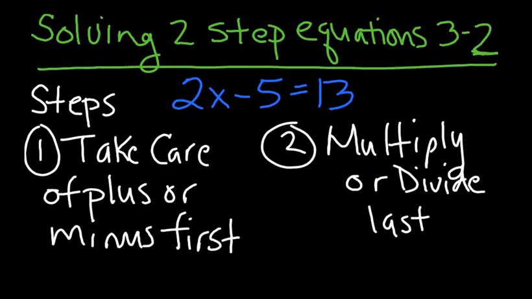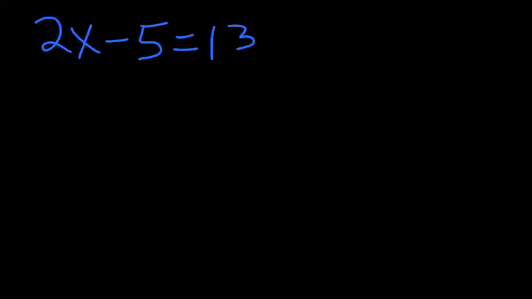3-2, solving two-step equations. There's a couple of steps to do it. The first step is to take care of the plus or minus. So when you have an equation like this, you don't do anything over here yet. First step is to take care of the plus or minus thing. Then, after that's done, you can multiply or divide.